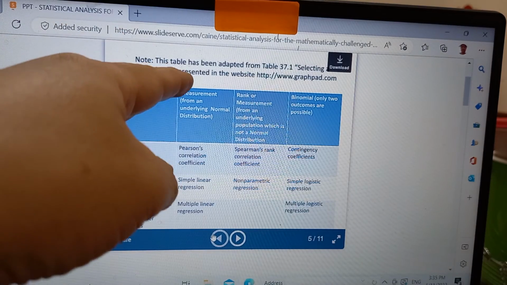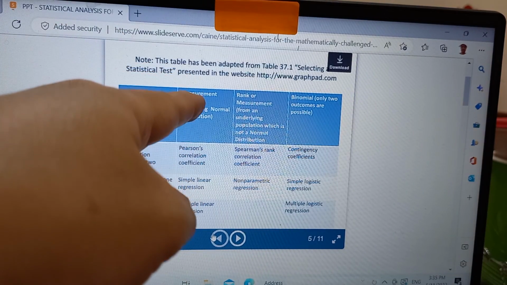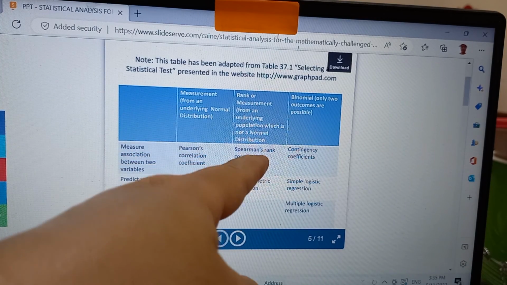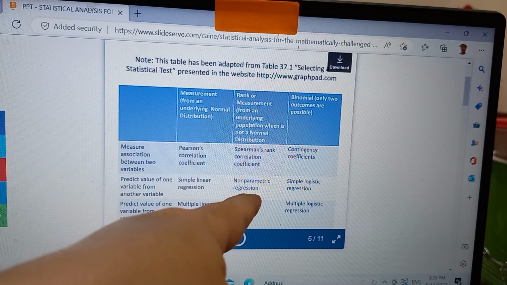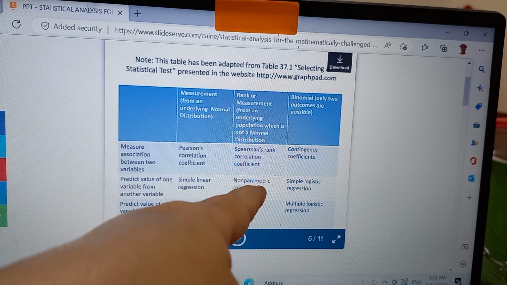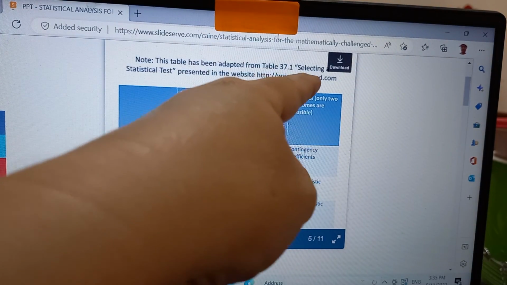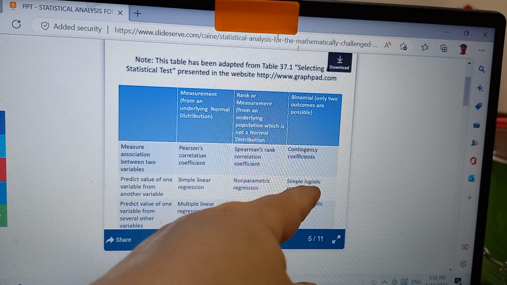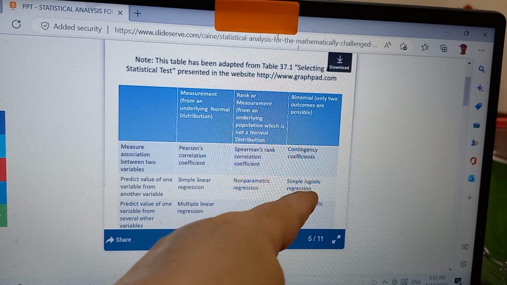So use a simple linear regression for underlying populations which are normally distributed. And if the underlying population is not normally distributed, use a non-parametric regression, right? Binomial outcomes, only two possible outcomes, yes or no, right? That sort of thing, alive or dead, sick or not sick. Then use simple logistic regression.